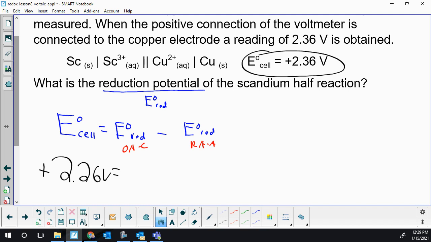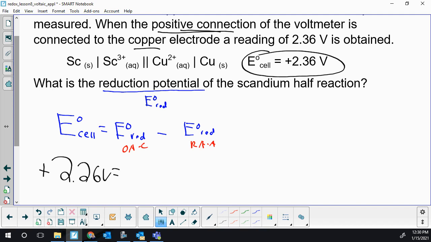Which is the cathode? Is it the scandium or the copper? It's going to be the copper. The cathode has to be on this side. You also have the positive connection went to the copper, okay? And the positive is always the cathode. The negative is the anode. So the cathode has to be the copper.